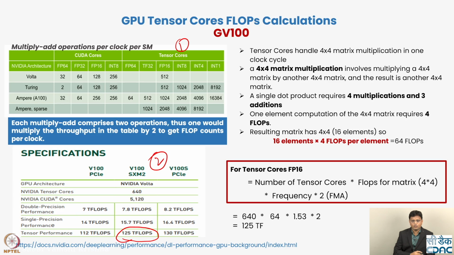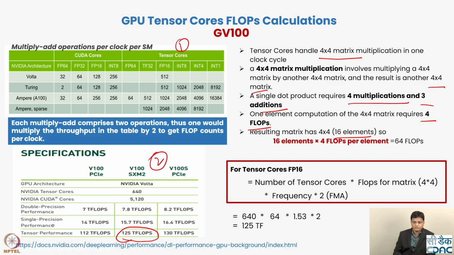First thing we must know is that tensor cores basically handle 4 by 4 matrix multiplication in one clock cycle. So, when I am talking about 4 by 4 matrix multiplication, it involves a multiplication of two 4 by 4 matrices, which results in another 4 by 4 matrix. That means a single dot product requires 4 multiplications and 3 additions to be performed. So, we can say that one element computation of the 4 by 4 matrix requires 4 floating point operations, because the resulting matrix has 16 elements.